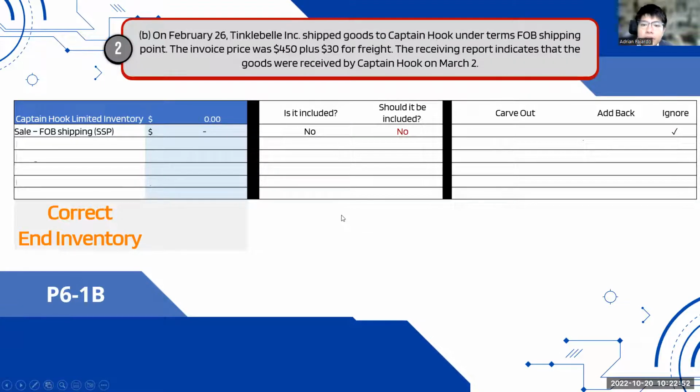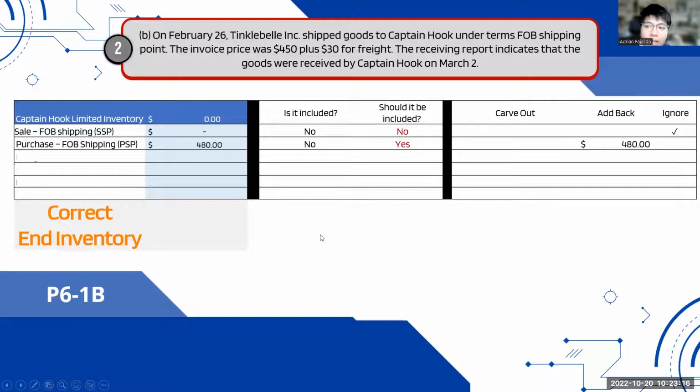So next transaction, it's a purchase FOB shipping point, right? So they didn't include it, but should this be included in the count? Yes po. Okay, got it. And therefore, what would be the effect? So what would we need to do in order to account for this? Add back $480 po. Yep, correct.